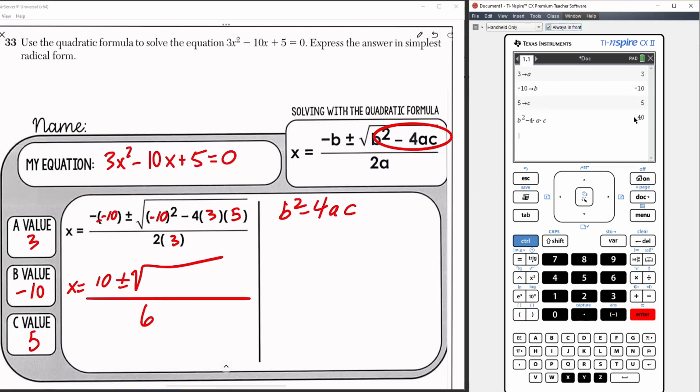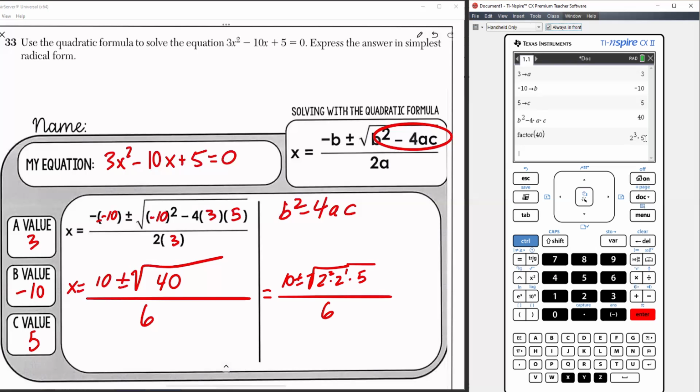So now I have to simplify this because that's what will go in here, okay? And they want us to simplify the radical. So let's check it. We're going to do the LeBron method, menu 23, and then we're going to put in 40. And that's telling us that we've got 2 to the third power times 5. So I can rewrite this as 10 plus or minus the square root of 2 to the third power, which is the same thing as 2 to the second power times 2 to the first power, times 5. And then at the bottom, I'm going to have 6.